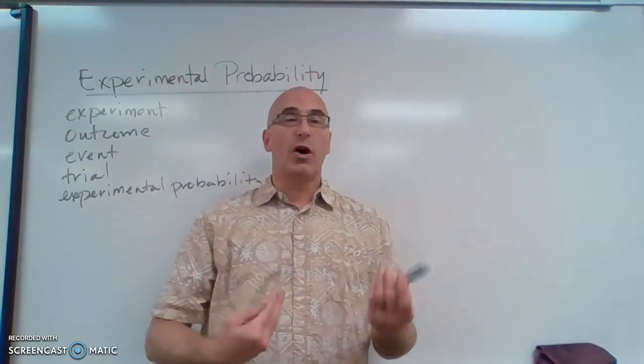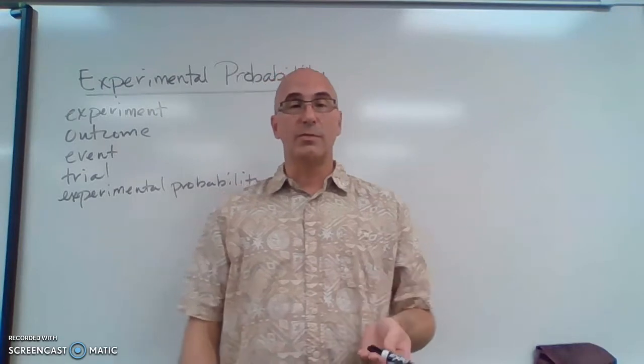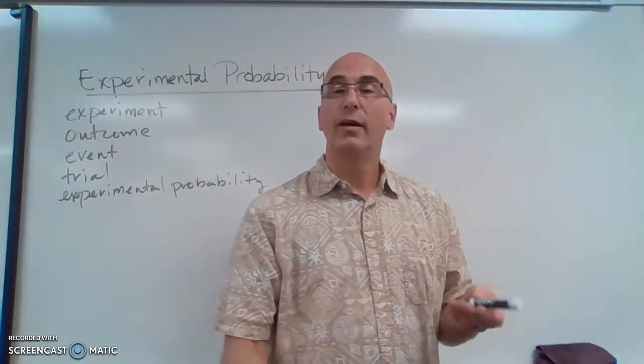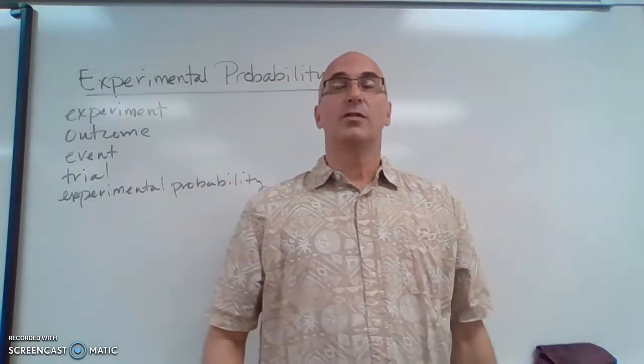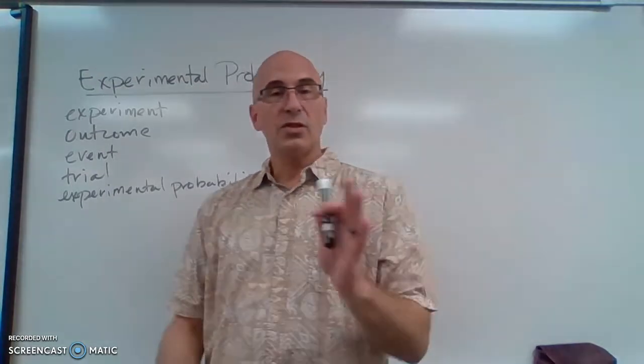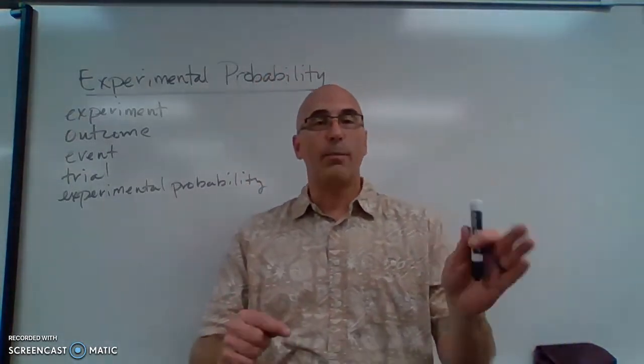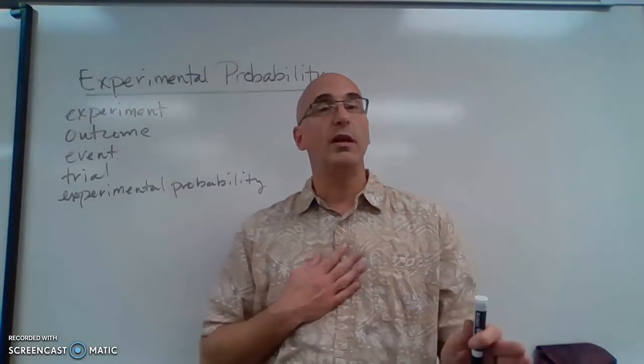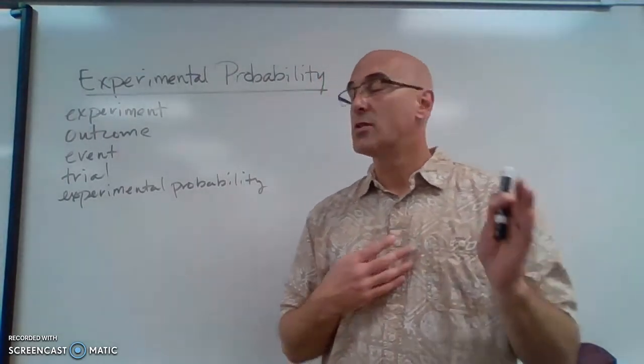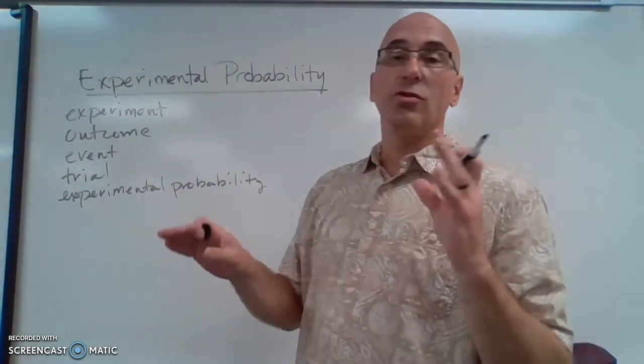Then what we do is we calculate the experimental probability. And that is a ratio. So we will get into that in a bit. So let's take that particular experiment, me shooting a basketball. I'm going to shoot 10 times.